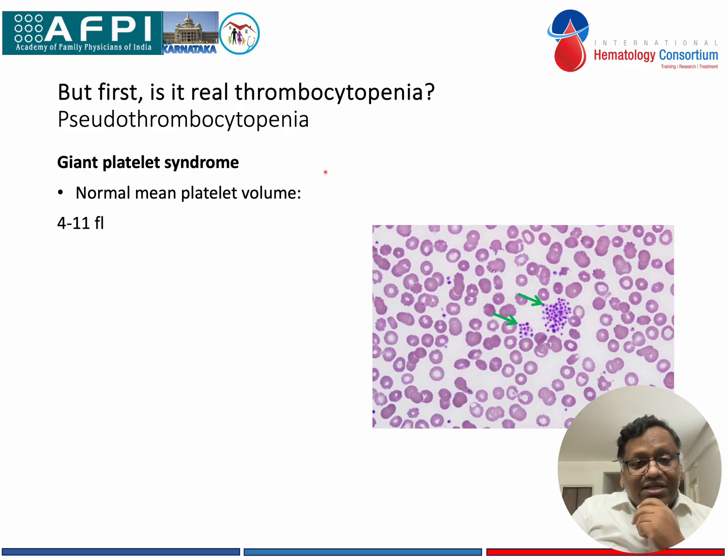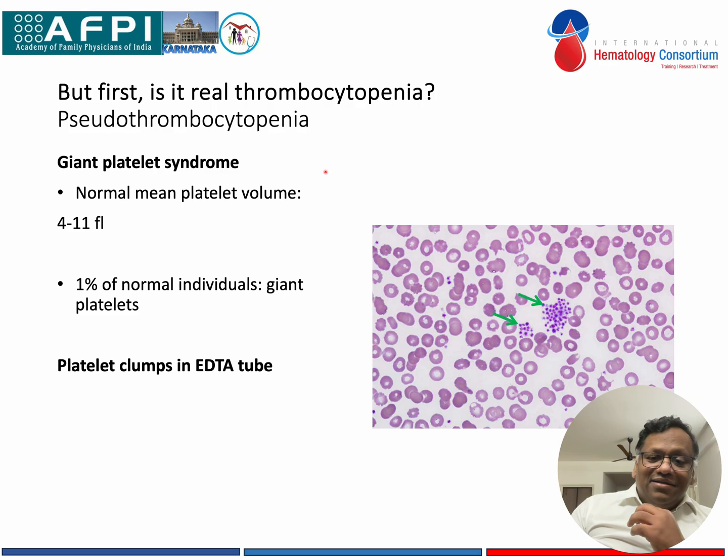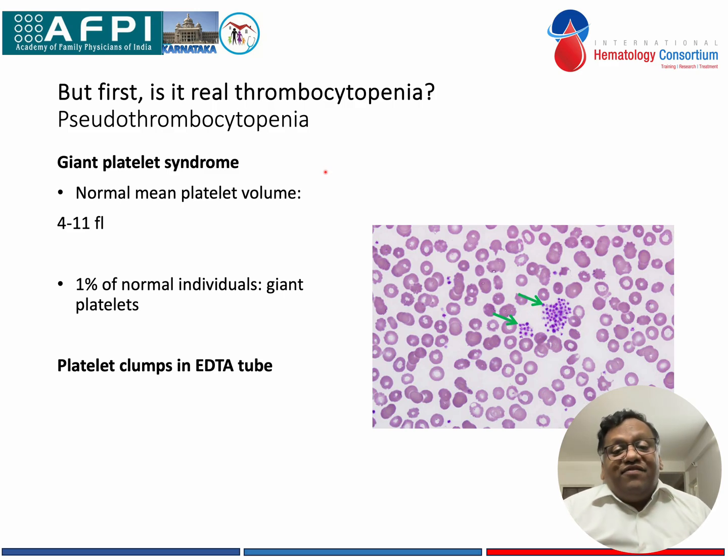Now, what happens in these patients is they have an inheritable genetic mutation, because of which their platelets are larger than normal. And this is seen in about 1% of individuals. And because the platelets are large, the cell counter does not count them. The cell counter thinks, no, no, this is more than 11 femtoliters, so this can't be a platelet, this must be a dust particle. So the cell counter does not count it, and it gives us a false low value.